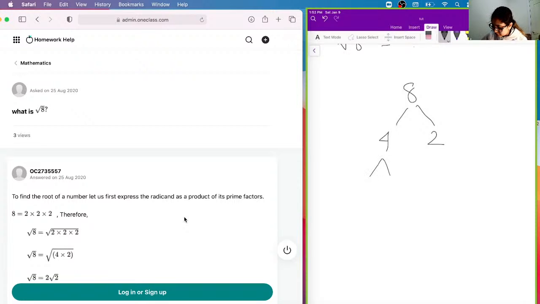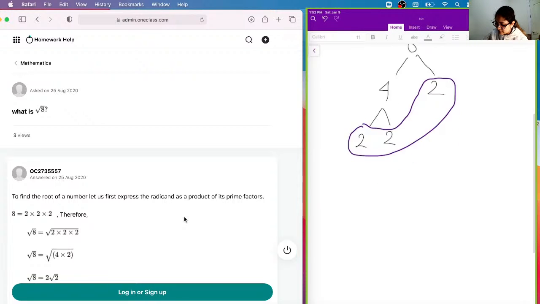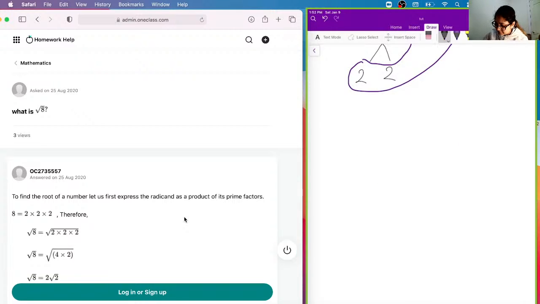You can also break down 4, so it's basically 2 times 2. And since 2 is the smallest factor, we're going to take all the 2's, in this case 3 2's, and express all of this under a square root. So you have square root of 8 is equal to the square root of 2 times 2 times 2. And what we're going to do is group them into pairs. So we're going to group the first 2 into a pair. So we're going to say it's 2 squared, right? It's the same thing as 2 times 2.